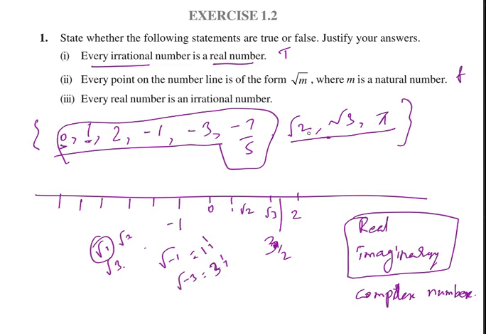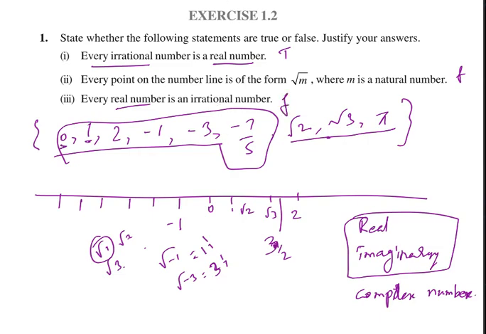Irrational numbers are not in the form of p by q. Those that are in the form of p by q and those that are not in the form of p by q are together called real numbers. Real numbers are the collection of rational numbers and irrational numbers. But we cannot say every real number is an irrational number. So this statement is false.